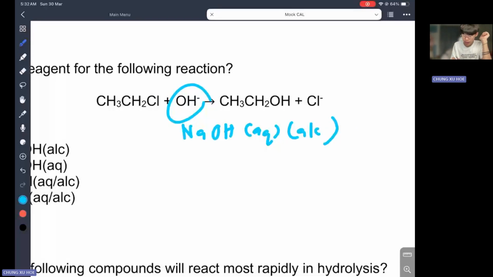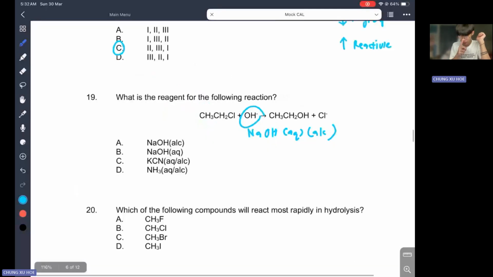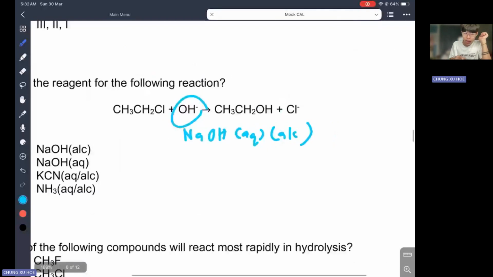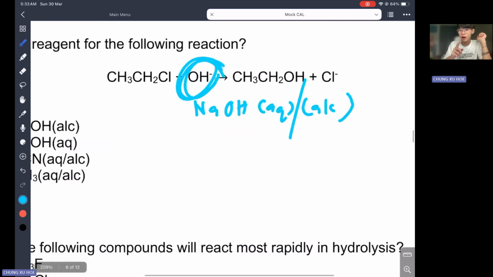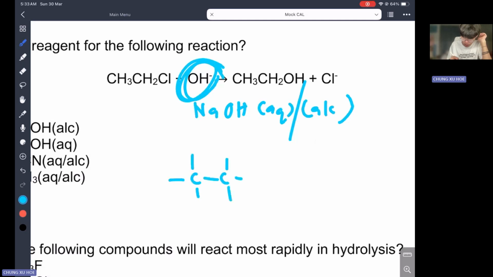Okay. Now I need to decide whether it's aqueous or alcohol, right? So here, I would say for hydrolysis, you will notice the OH in your equation. This is my technique. But when it comes to elimination, where it uses NaOH alcohol, you won't see OH in your equation. Because elimination will form alkene. For example, I have this substance. This is Cl, this is H.